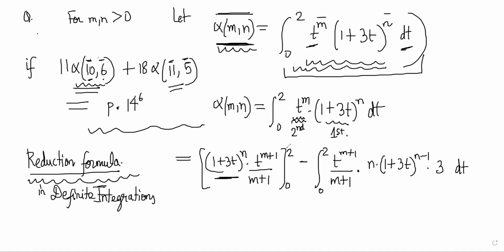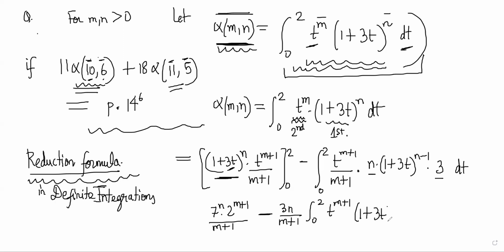Yes, sir. So putting the values here, put 2 and 0. Putting 2, what will you get? 7 power n and 2 power m plus 1 by m plus 1, minus, putting 0 will get 0, right? Correct? Yes, sir. Minus 3n by m plus 1 is a constant, and you are left with integral 0 to 2 t power m plus 1 and (1 plus 3t) power n minus 1 dt, right?